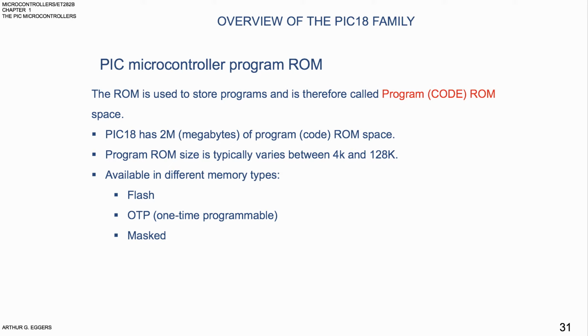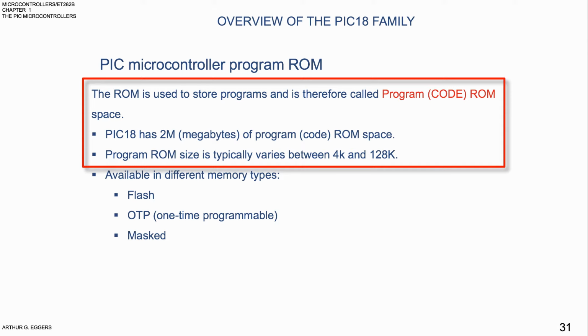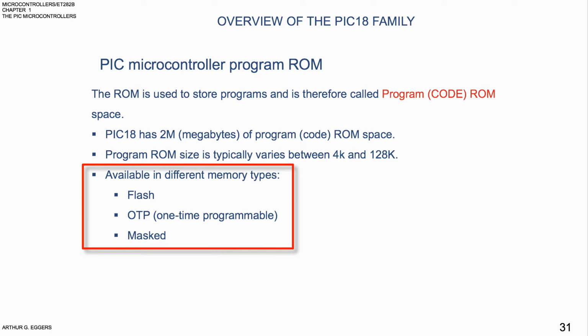In microcontrollers, the ROM is used to store programs, and for that reason it is called program or code ROM. Although the PIC18 has 2 megabytes of program code ROM space, not all family members come with that much ROM installed. The program ROM size can vary from 4K to 128K at the time of this writing, depending on the family member. The PIC18 program ROM is available in different memory types such as flash, OTP, and mask, all of which have different part numbers.